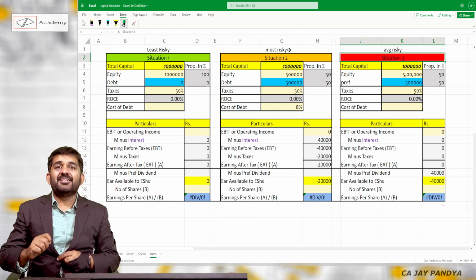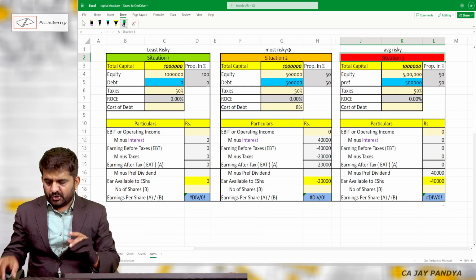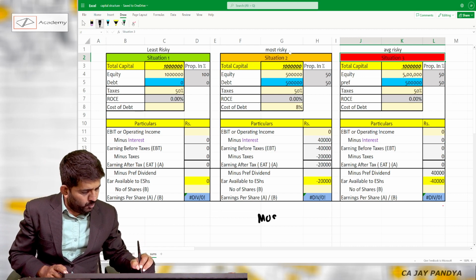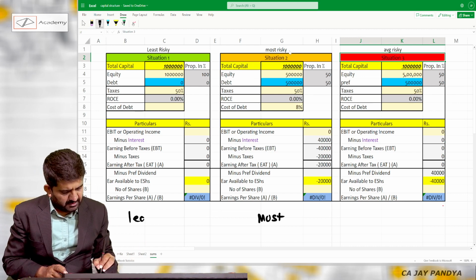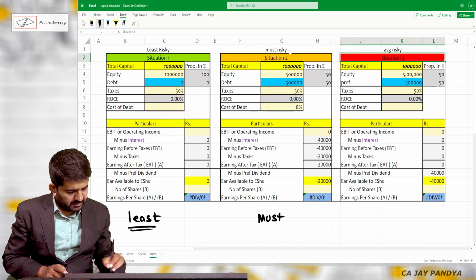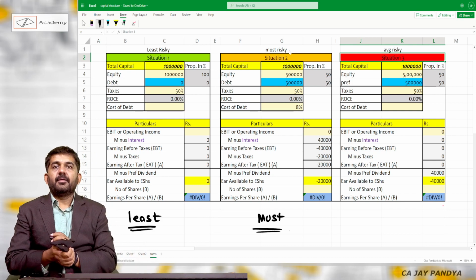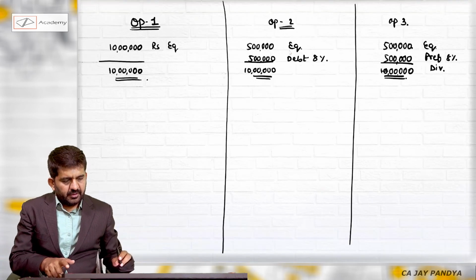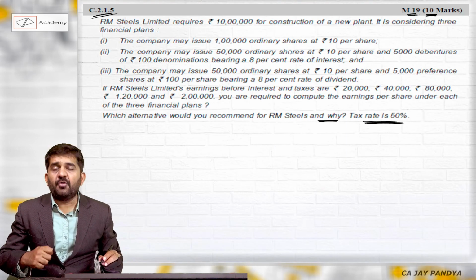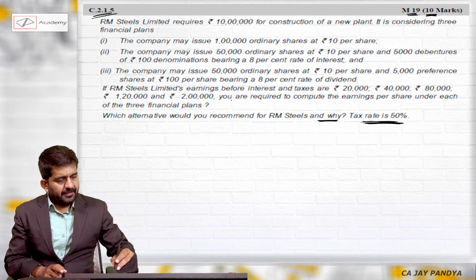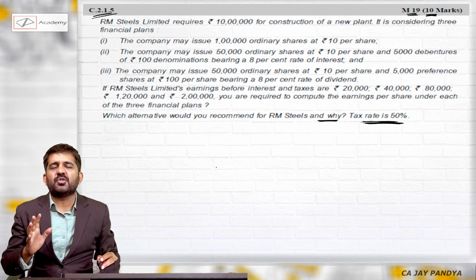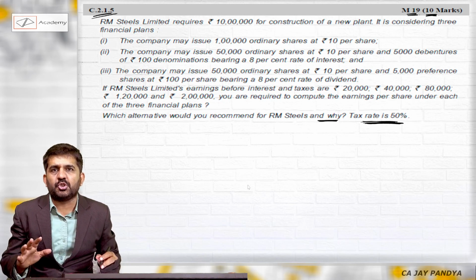Why? The higher the debt proportion, the more risky. So let me write it down over here: this is most risky and this is least risky. All right. So what do they want us to do? They want us to find out EPS if EBIT is 20,000. Let us first take all three situations.